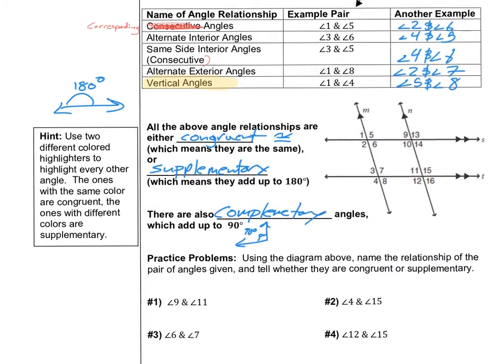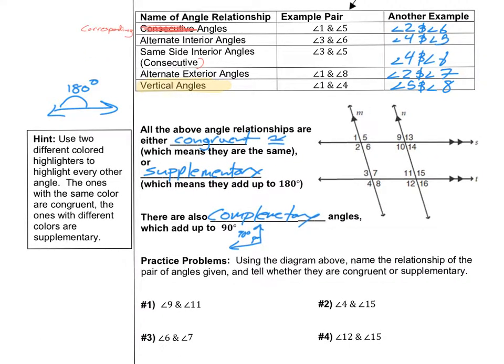Okay, what I want to show you is, here's just a basic diagram. Here you have two parallel lines cut by a transversal, and those transversals are also parallel lines. So you just have two parallel lines cut by two parallel lines, and you get a bunch of these angle relationships.